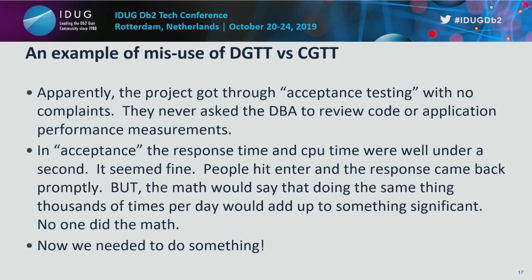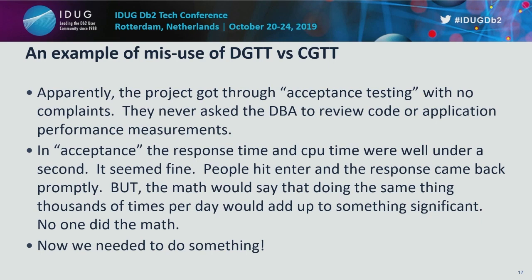Apparently the project got through acceptance with no complaints. They never asked me or another DBA to review the code or the application performance results. In acceptance, the response time, it wasn't a batch application, it was an online application. So the response time and CPU time were well under a second. It seemed fine, like someone hit enter, their response would come back.